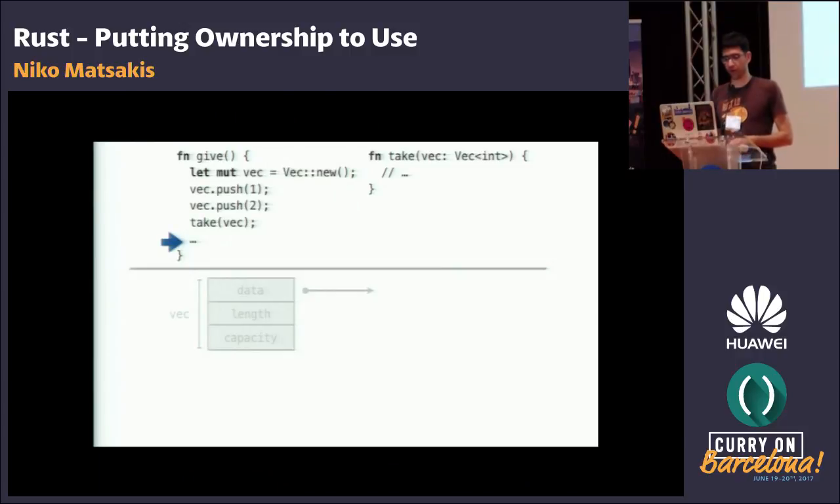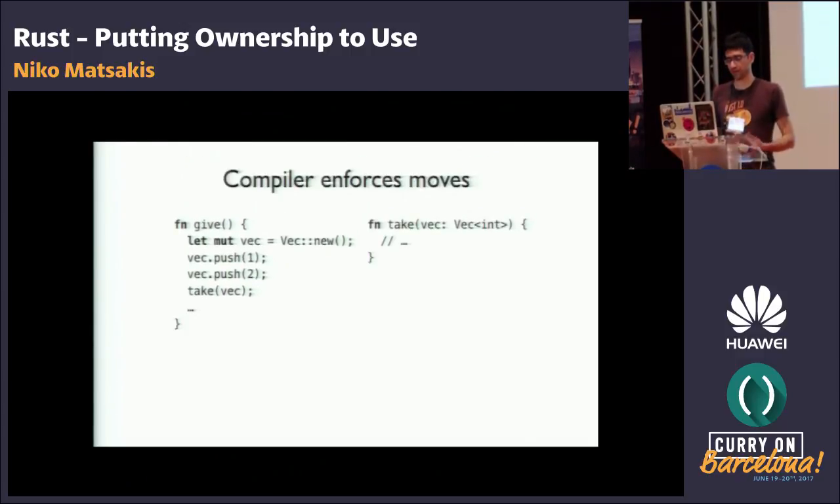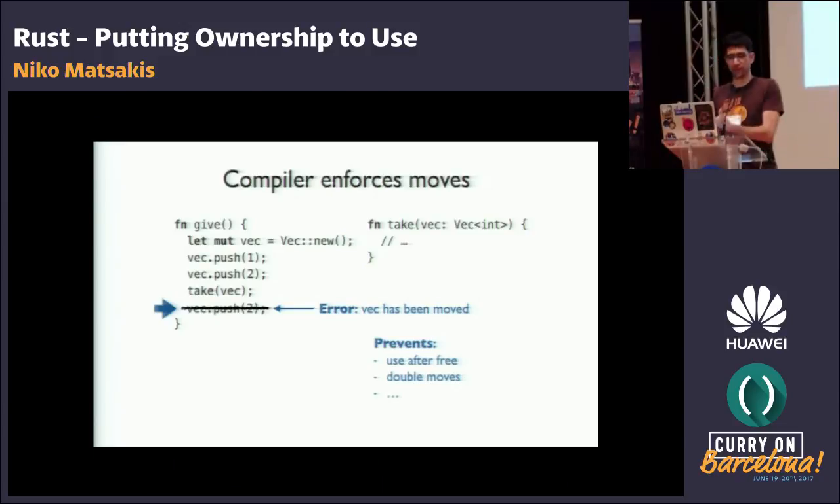So you might wonder, now this memory's been freed, what would happen if this function tried to use the vector afterwards? The answer is that you can't, because the compiler remembers what you had and what you've given away. And it won't let you access things that you've given away. So this would be an error if we tried to use vec afterwards. This is pretty handy, in this case, for preventing us from accessing freed memory.